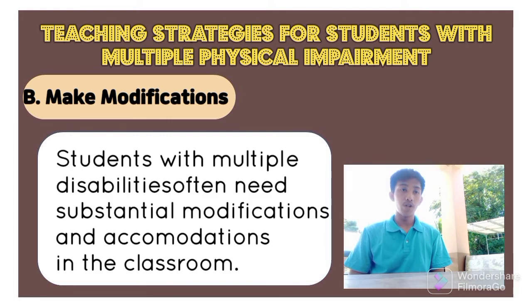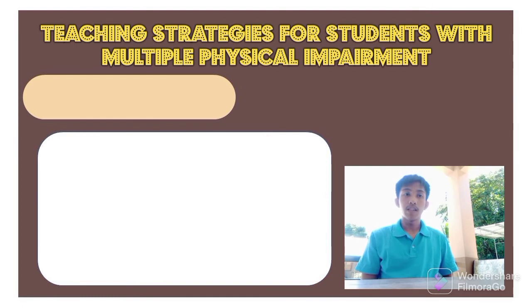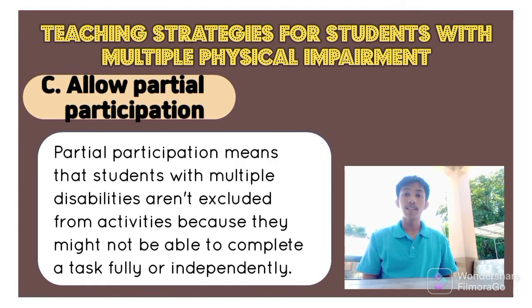2. Make modifications. Students with multiple disabilities often need substantial modifications and accommodations in the classroom. This will help them access the general education curriculum at a grade-appropriate level. Number 3. Allow partial participation as necessary. Partial participation means the students with multiple disabilities aren't excluded from activities because they might not be able to complete a task independently. Modifications can be made to the task itself or to how a student participates.